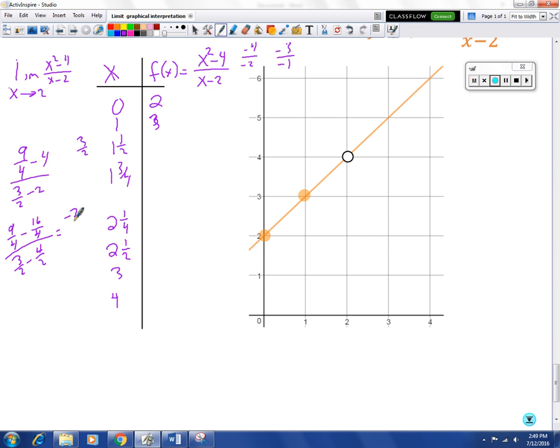We're going to get negative 7/4 over negative 1/2, which is negative 7/4 over negative 2/4. The 4's cancel. Negative 7 over negative 2, we get 3 and a half. Okay, a lot of work for that point, but we got it.